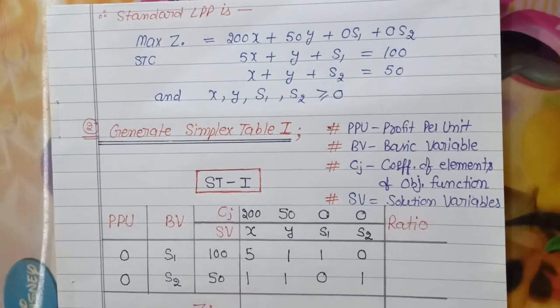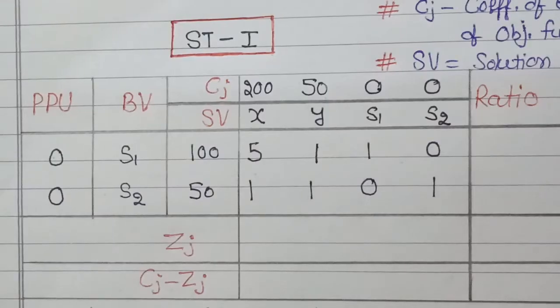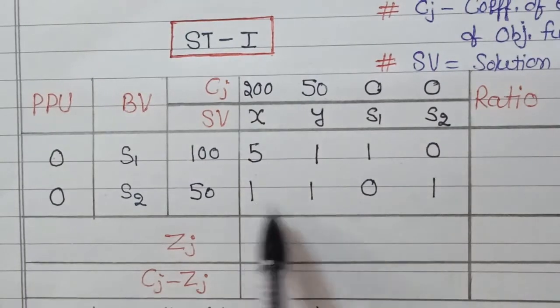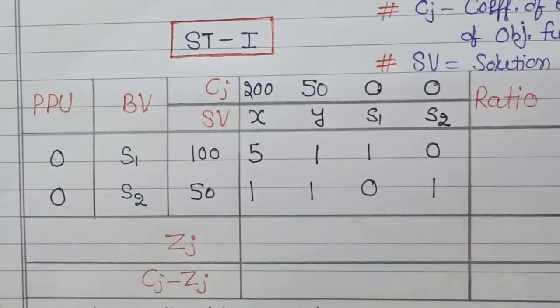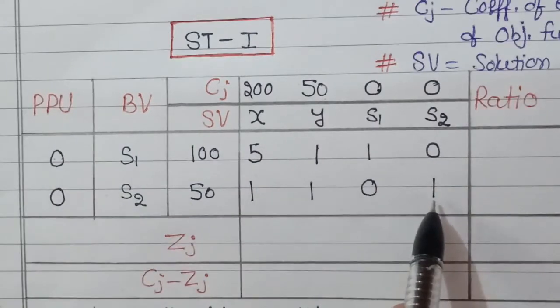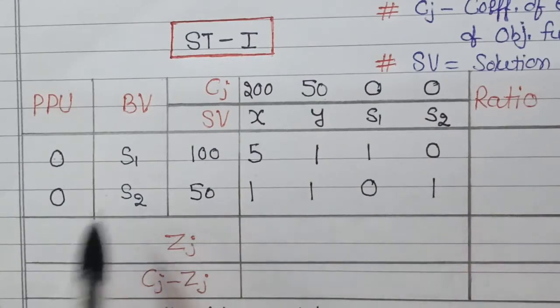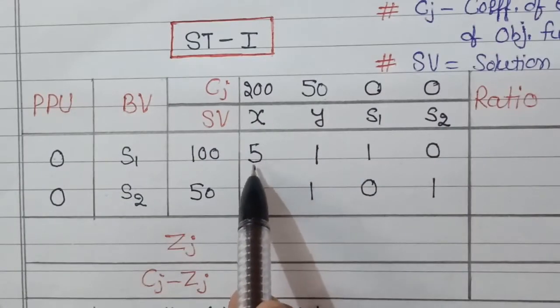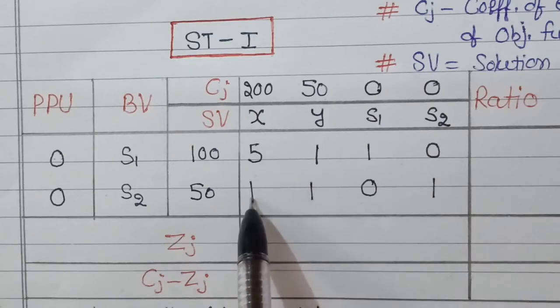Okay, now we will find the value of Zj. For finding the value of Zj for all these columns, we have to multiply these values with all columns, and then we have to perform the addition. Okay, so let us start with finding the value for this column.